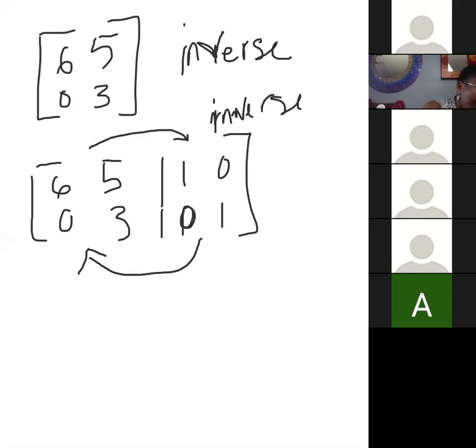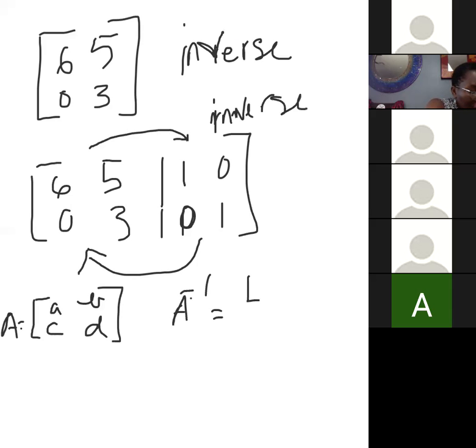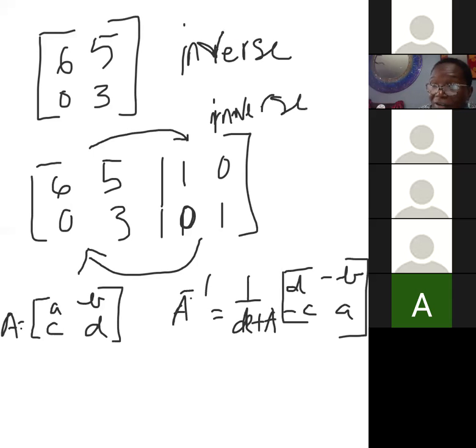However, there's a shortcut. What is the shortcut? If you have a matrix in the form of A, B, C, D, and they want you to find the inverse, let's say this is matrix A, the inverse would be 1 over the determinant of A times [D, -B; -C, A]. I think that's a quicker way to get to the answer, guys.